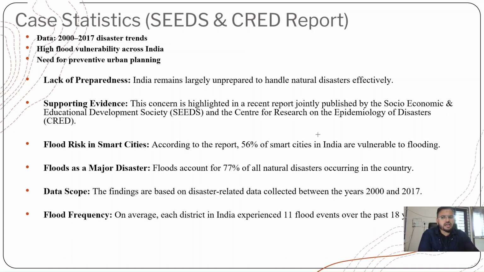Now, what is the current situation right now? It is found that, due to lack of preparedness, India remains largely unprepared to handle natural disasters effectively. Supporting evidence: these concerns are highlighted in a recent joint report published by the Socio-Economic Educational Development Society, SEEDS, and the Centre for Research on the Epidemiology of Disasters, that is CRED. Flood risk in smart cities, as we already discussed: 56% of smart cities in India are vulnerable to flooding. Floods are a major disaster. Data scope is 2000 to 2017 and flood frequency is 11 years.